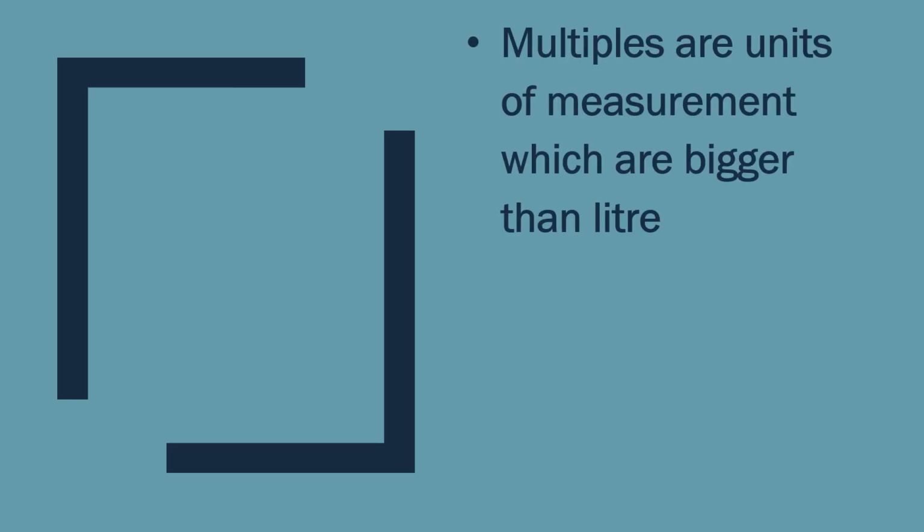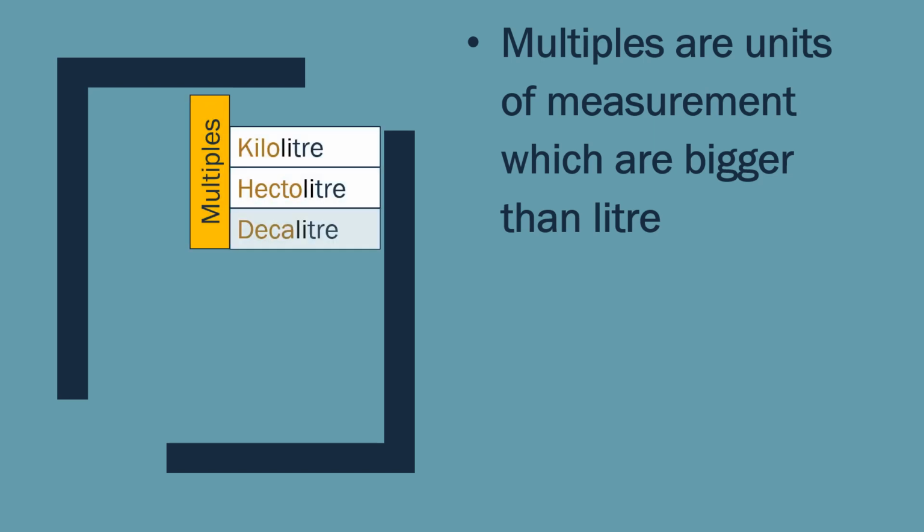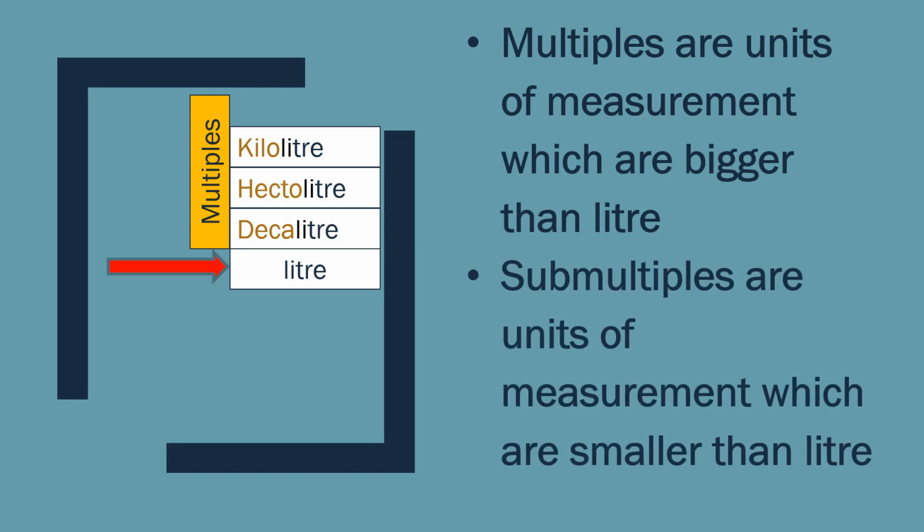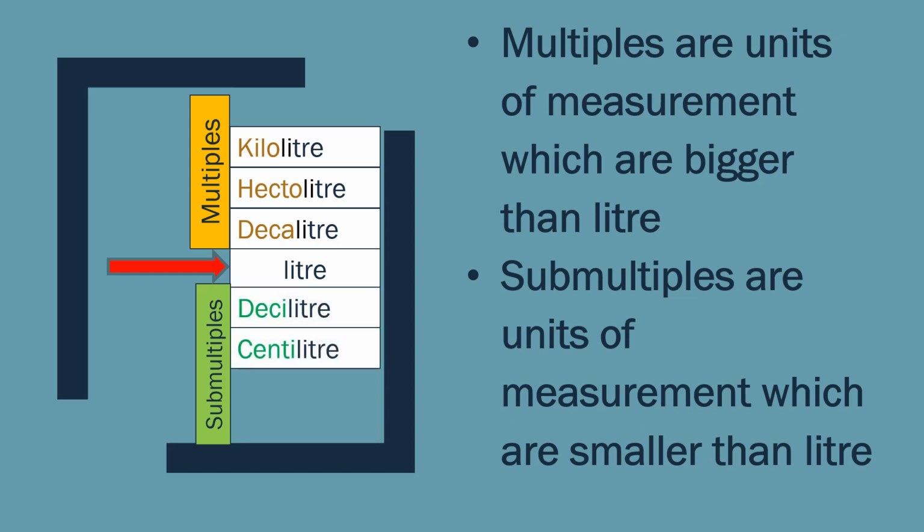Therefore, we can say, just like measurement of length and measurement of mass, there are multiples and sub-multiples in measurement of capacity also. Multiples are units of measurement which are bigger than liter. For example, multiples are kiloliter, hectoliter, decaliter, and you know that liter is a standard unit of capacity. Sub-multiples are units of measurement which are smaller than liter. For example, deciliter, centiliter, and milliliter.